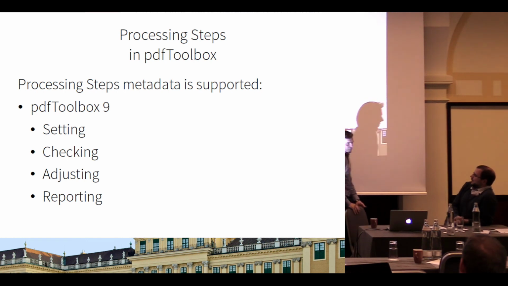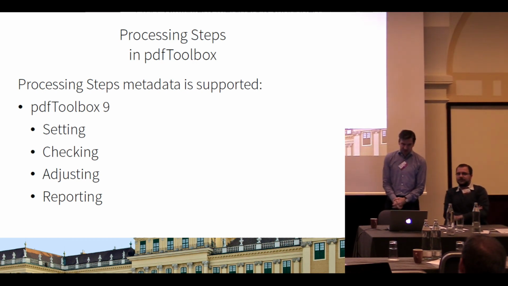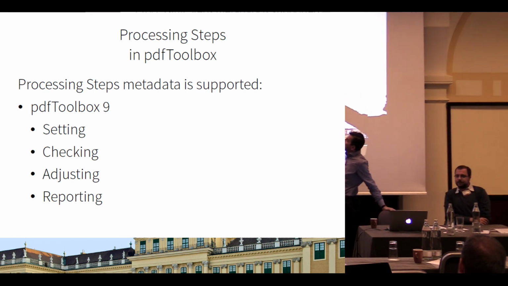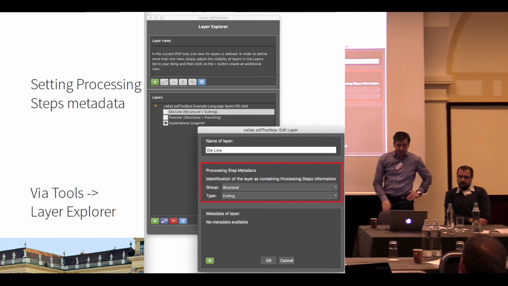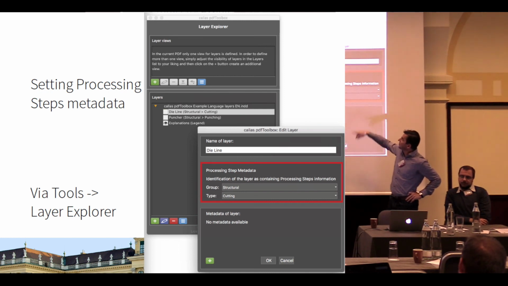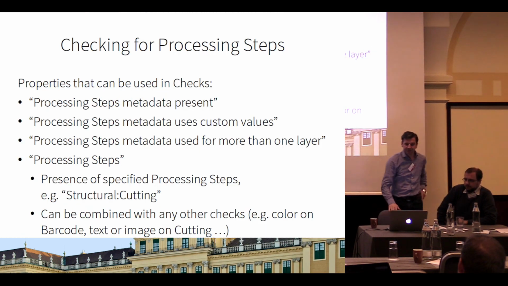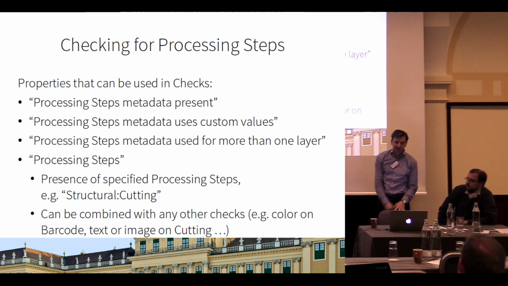Okay, briefly an overview about what is possible in pdfToolbox 9 with regards to processing steps. Basically, it's possible to apply, to set a processing step metadata, to check for it, to adjust, and to report it. And I think we've covered most of that, so that you can interactively view and modify the metadata. A brief overview about all the checks that are related to processing steps metadata.